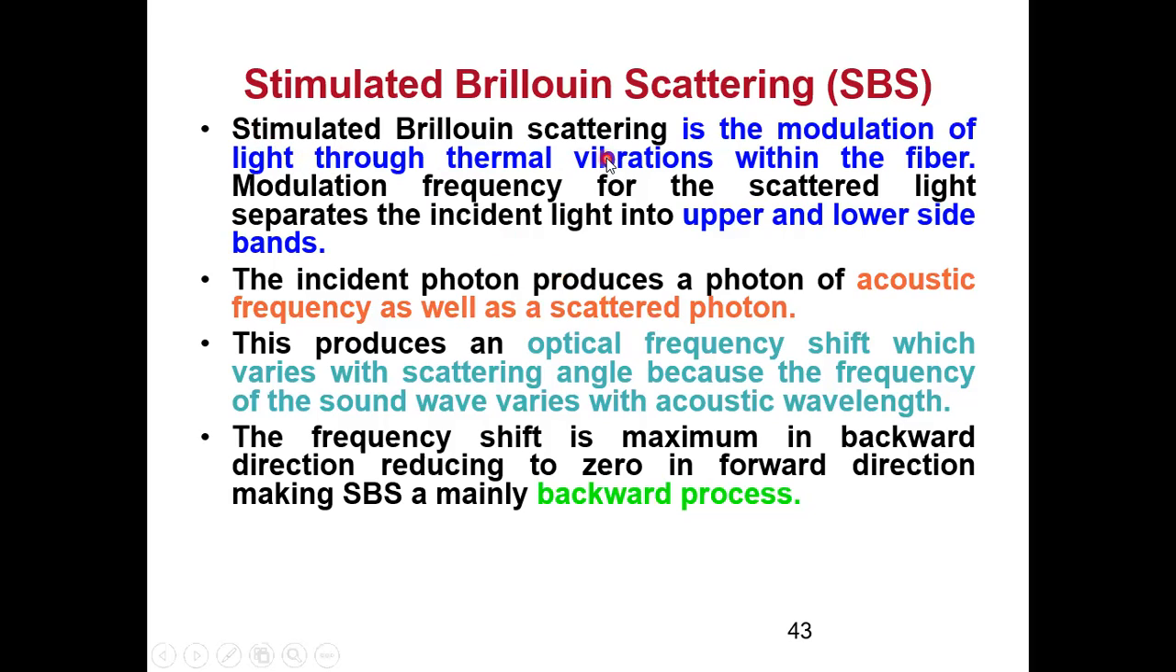Okay, so stimulated Brillouin scattering is the modulation of light through thermal vibration within the fiber. So this is one new term that is coming. What happens in SBS is, the glass particles start vibrating or oscillating, and due to that, modulation takes place. The modulation frequency for the scattered light separates the incident light into upper and lower sideband. The incident photon produces a photon of acoustic frequency as well as a scattered photon.